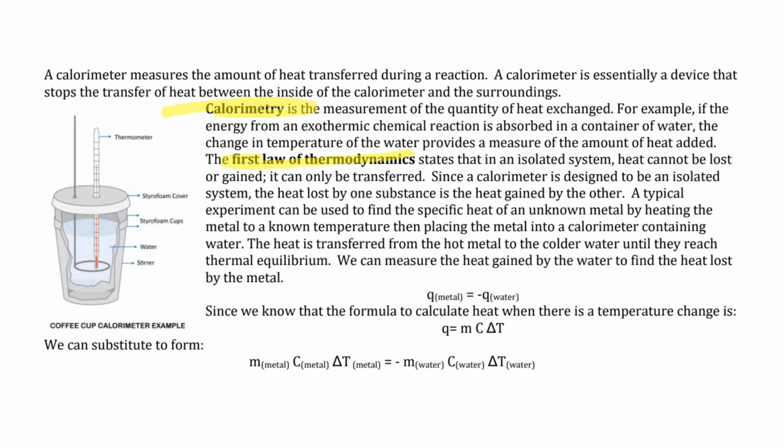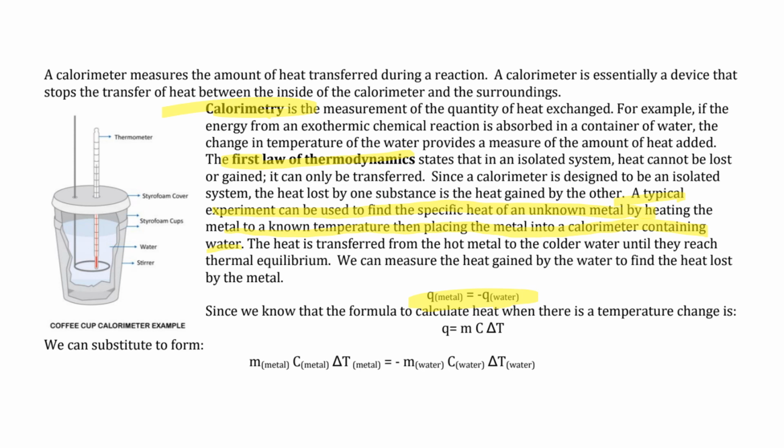So a typical experiment can be used to find the specific heat of an unknown metal by heating the metal to a known temperature and then placing the metal in a calorimeter containing water. Essentially, the heat that is transferred from the metal to the colder water, when they reach thermal equilibrium, lets you find out how much heat was gained by the water to find the heat lost by the metal. So what do I mean by that? The heat of the metal will equal the heat of the water, but the opposite sign.